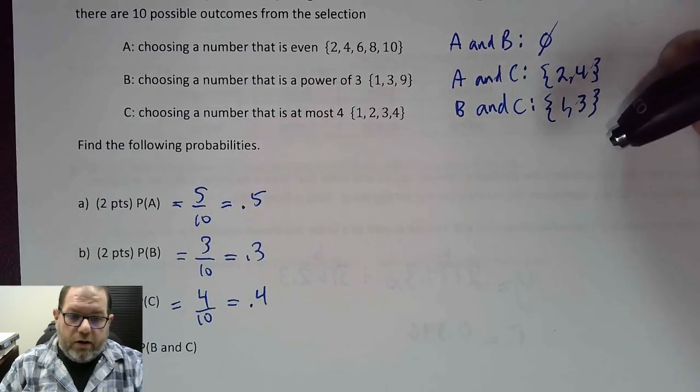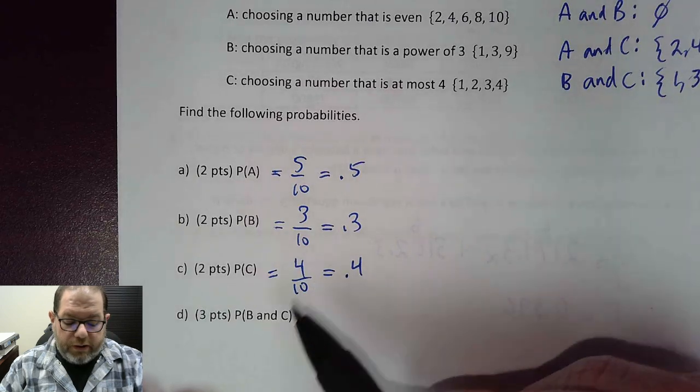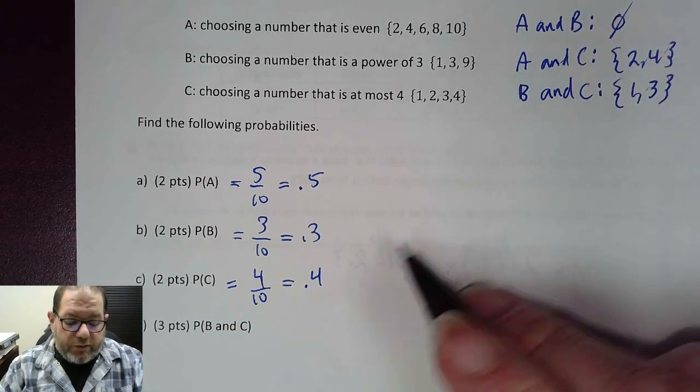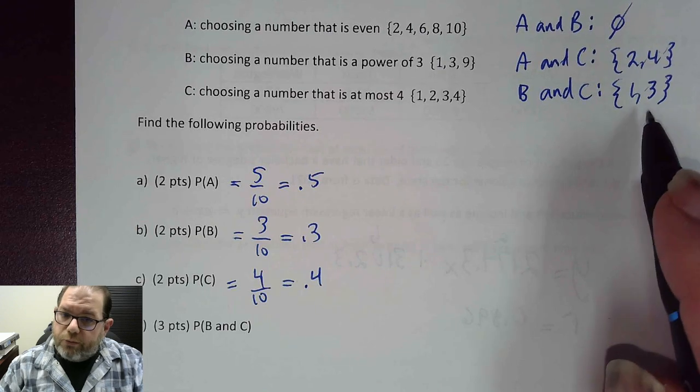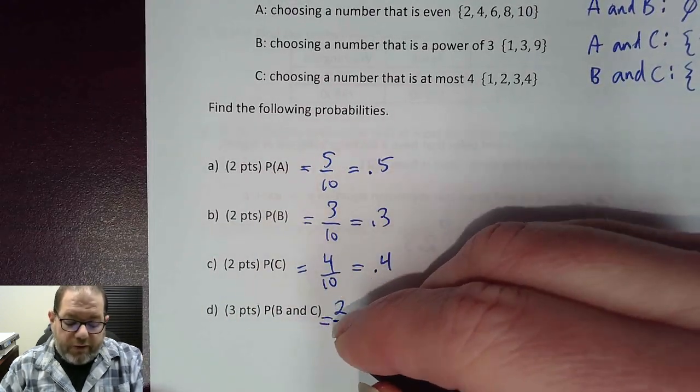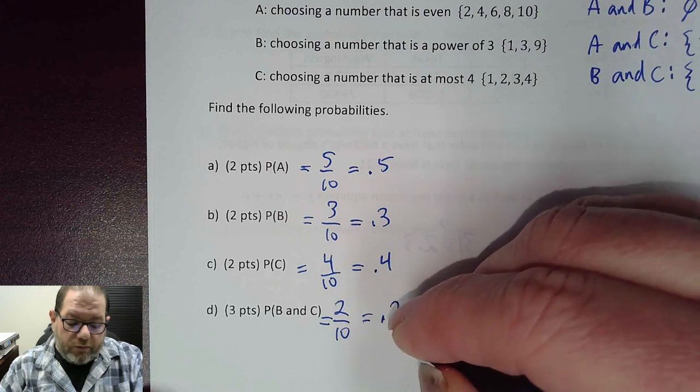So part D here, the probability of B and C, well, we've already kind of answered that. We know there's two outcomes for which B and C are both successful. So that's 2 outcomes out of 10. So 0.2.